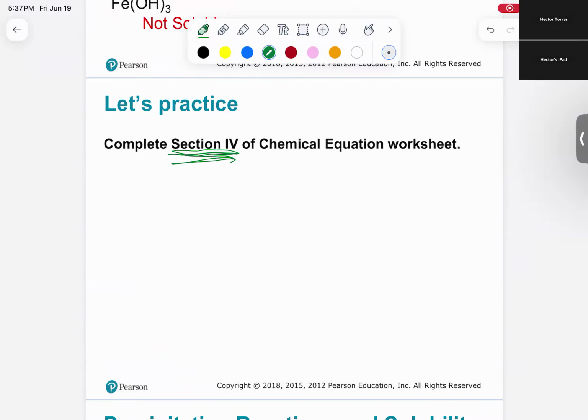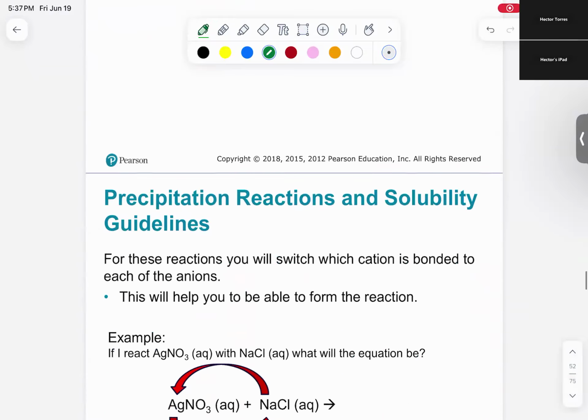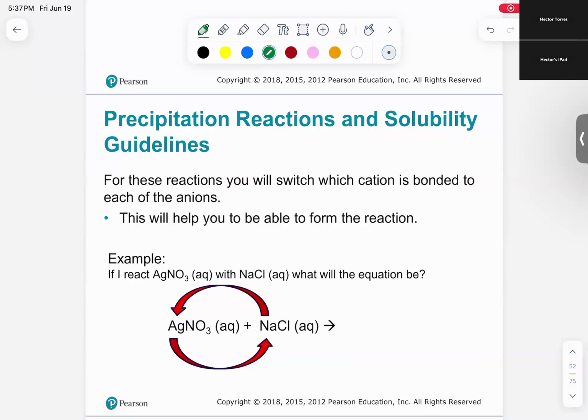And we're going to keep going to the next section. Okay, so for precipitation reactions and solubility guidelines, for these reactions, you will switch which cation is bound to the anion. Basically, sometimes we're going to ask you to predict the products, which isn't something that you've done before. These reactions are a little bit simpler than other ones. The way you do it is you look at what is there and you have them switch which atom they're bound to.